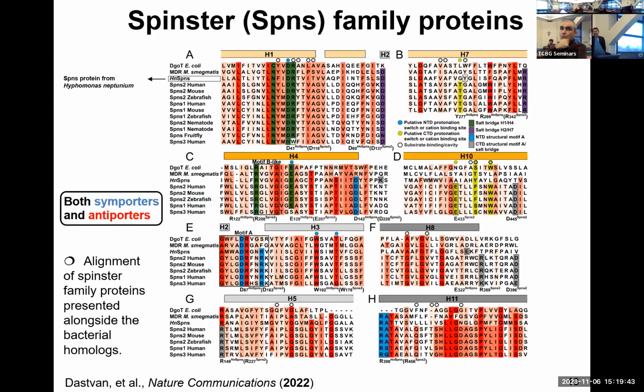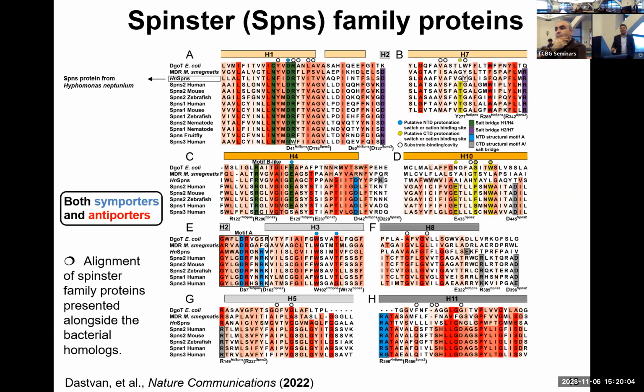And we assume that it's an antiporter, but now we have some preliminary transport assays that show it might also function as a symporter, similar to Spns1. So that's something. What do they do in bacteria, by the way? It's a marine bacteria. We have no clue. Okay. And then I will come back to that.